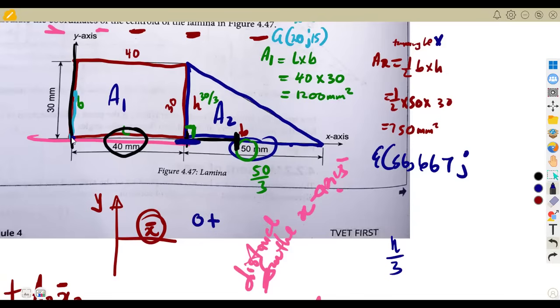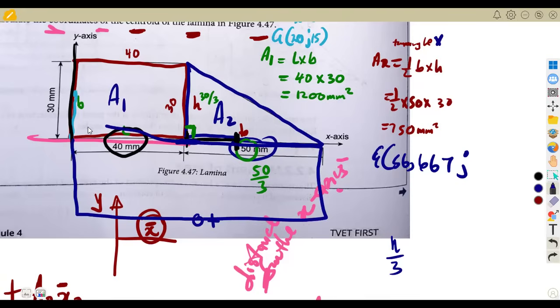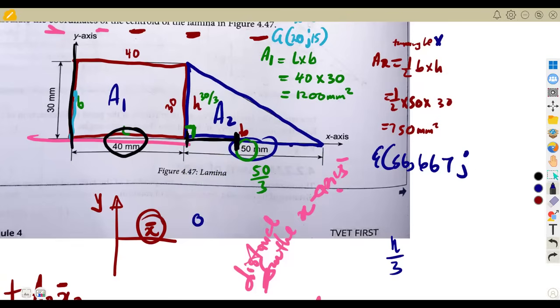We have to move a certain distance from the y. We have to move 40 meters, then we consider the centroid of a triangle. But in this one, there's no movement that we have, unless it was a condition like this, where there's another rectangle like this, and maybe this rectangle has got 70 millimeters. You are going to add 70 plus the 30 over 3. But in this case, there's nothing to be added. It's already on the base, which is already on the x-axis. So that one is just going to be h over 3.